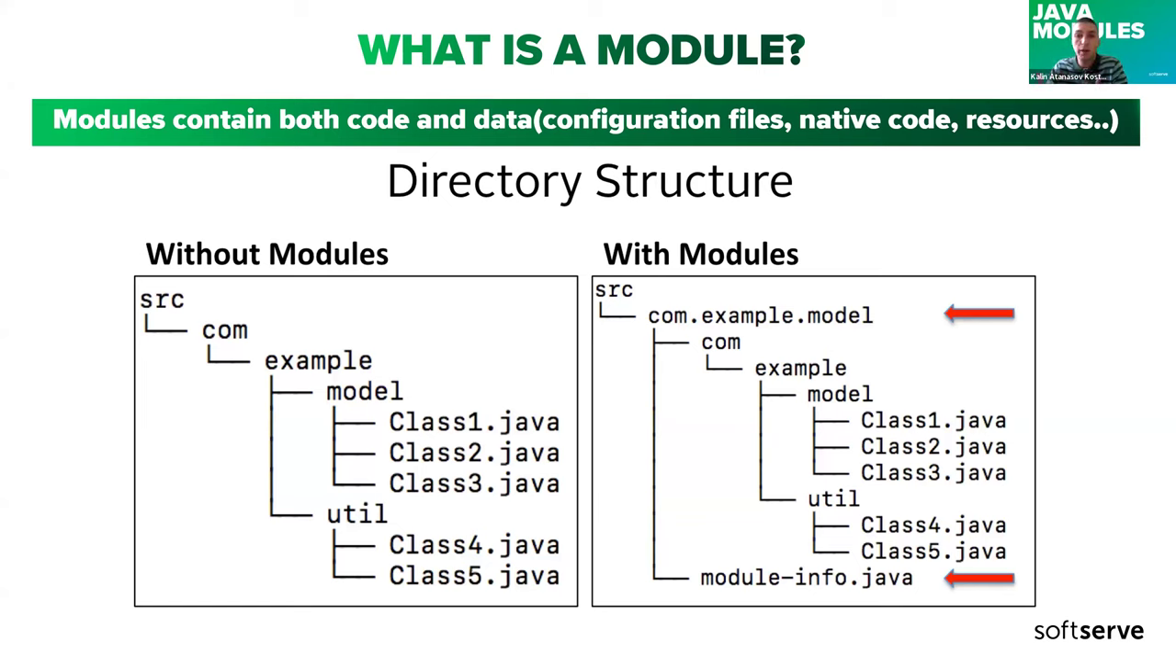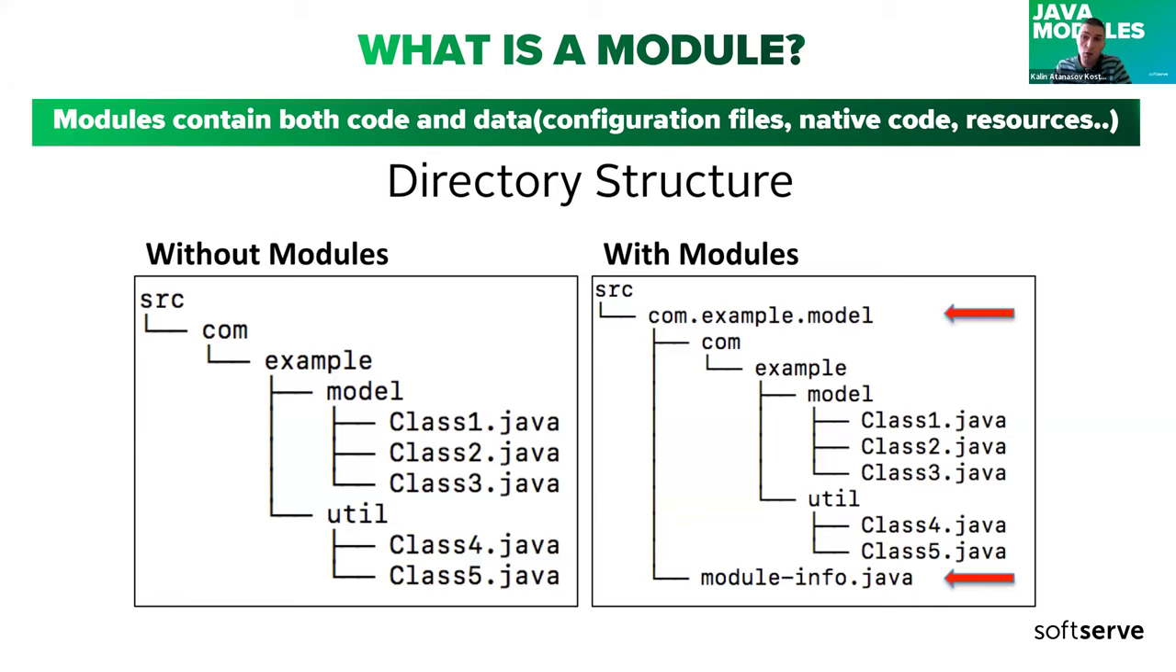Jar files are just a collection of packages, but they don't provide any mechanism to control access to these packages. Everything public in a jar file is public to everything else. They cannot define any dependencies. Contrary to that, Java 9 is adding mechanisms to the module that allow us to define exactly what it needs and what it provides. And these mechanisms are strictly enforced at every level. Also, in addition to packages, modules, for instance, can contain data. This can be configuration files, native code, and some other resources.